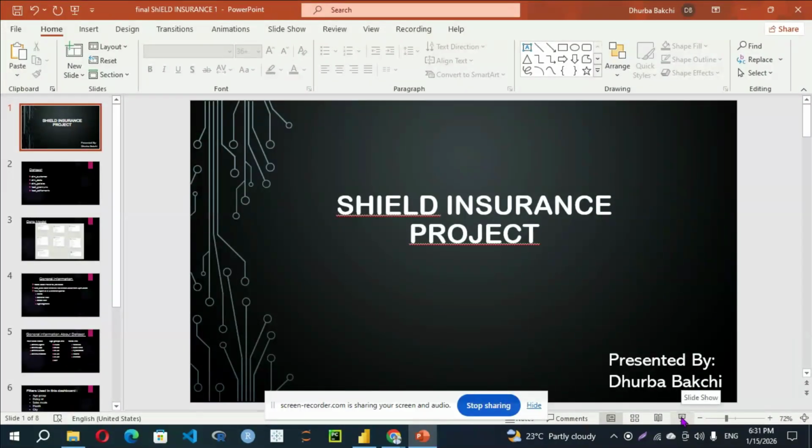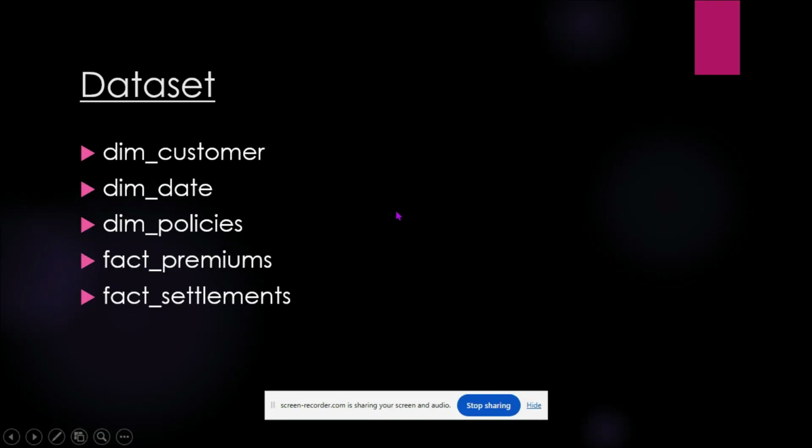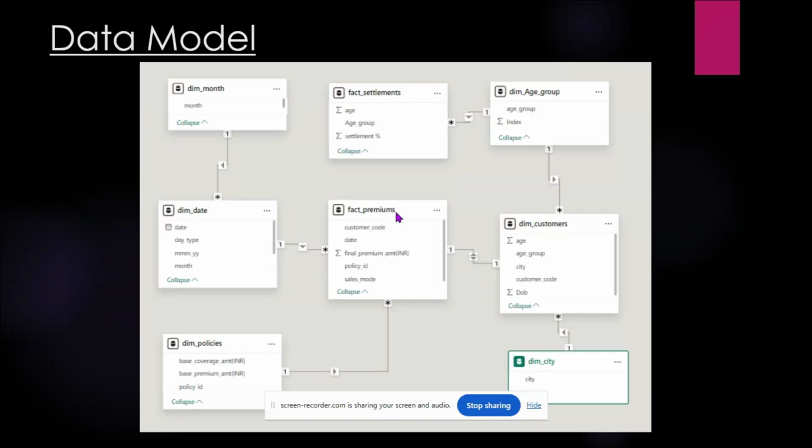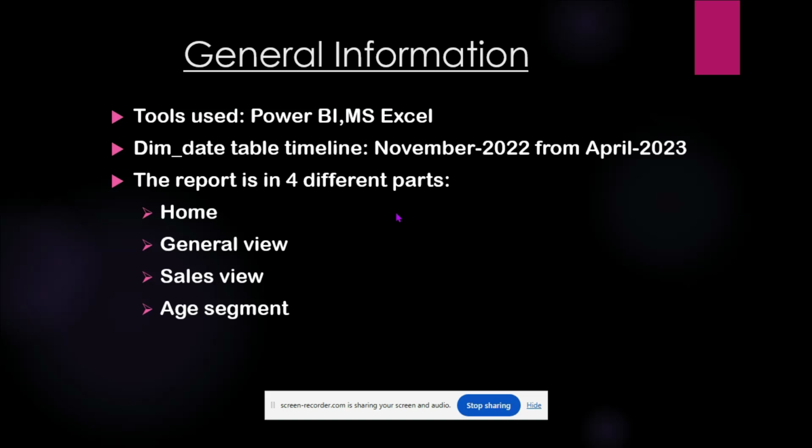This is the Shield Insurance project. The datasets used are the dimension customer table, dimension date table, dimension policies, fact premiums, and fact settlements. The data modeling parts are connected to each other through one-to-one and one-to-many relations. The tools used are Power BI and Microsoft Excel, and the dimension date table timeline runs from November 2022 to April 2023.